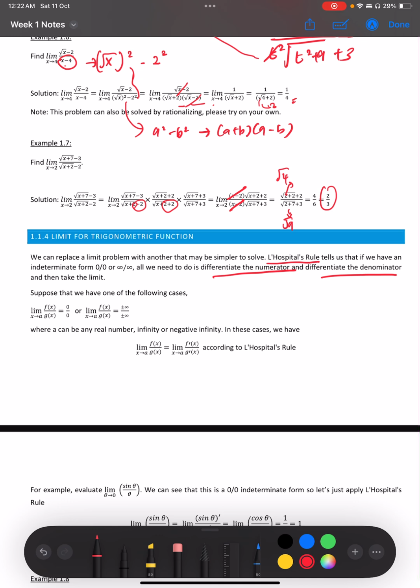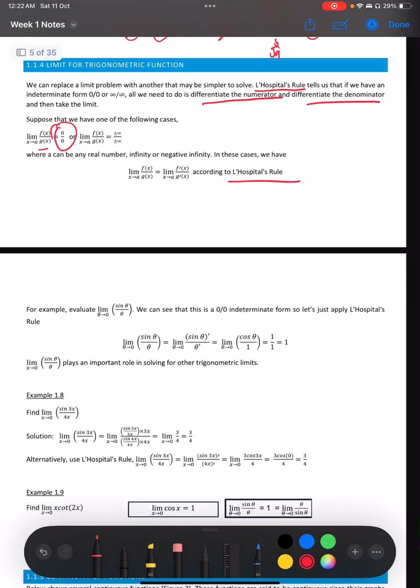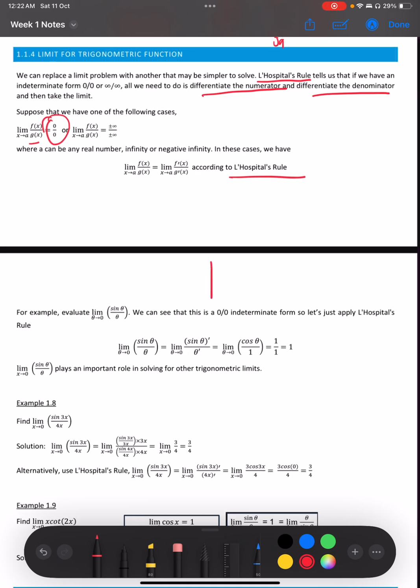So in the case where you transform the function f(x) and you transform the function g(x) and you divide it, you get 0 over 0, or you get infinity divided by infinity, this is undefined. Therefore, using L'Hopital's rule, what you can do is take the differentiation of that function first, then only you put it in the limit. Okay. For example, let's evaluate sine theta over theta here. We can see that, okay, if you remember, the sine theta format is like this.